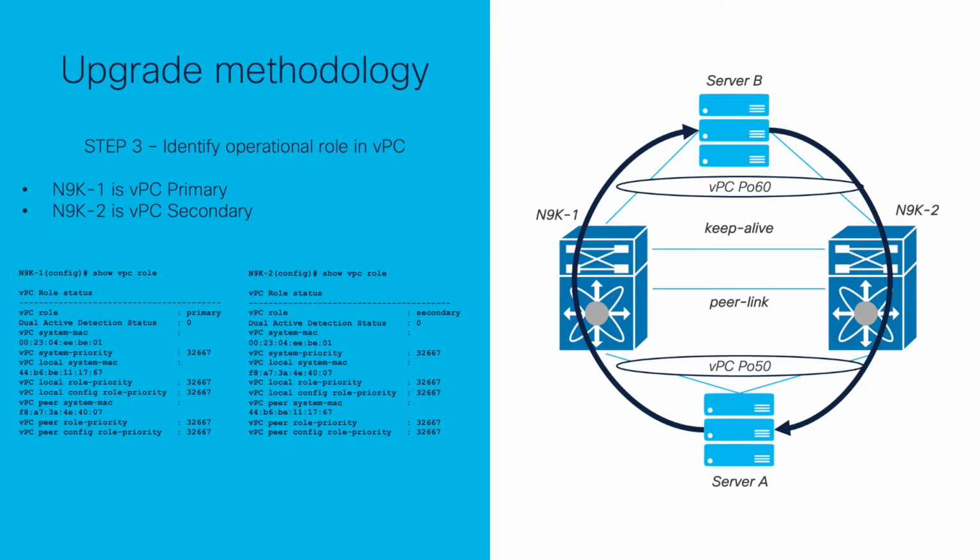Step 3 is to identify the operational role in vPC for each Nexus switch. Use the command show vpc role. In my hypothetical scenario, Nexus 9K1 is primary and Nexus 9K2 is secondary.